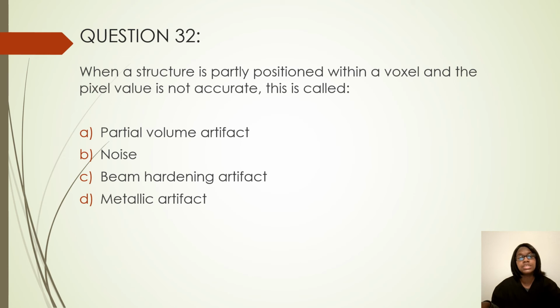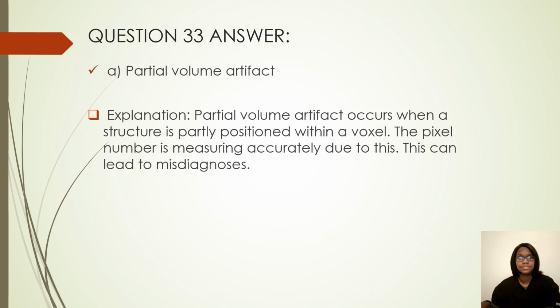When a structure is partially positioned within a voxel and the pixel value is not accurate, what is this called? You have your partial volume artifact, noise, beam hardening artifact, or metallic artifact. Partial volume artifact.